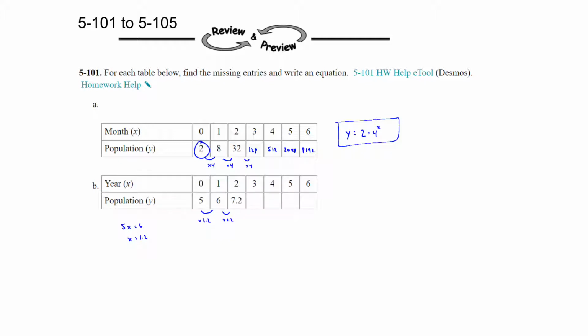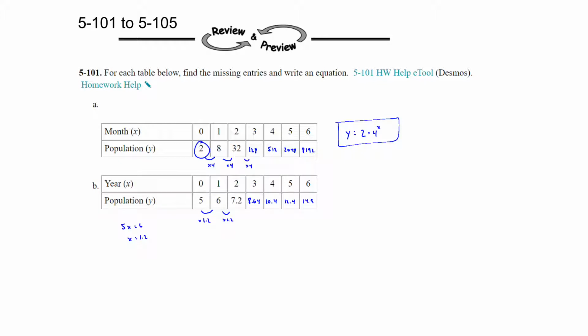7.2 times 1.2 is 8.64. 8.64 times 1.2 is 10.368, and we'll just start rounding these to the nearest tenth. So 10.4 times 1.2 is 12.4, and 12.4 times 1.2 is 14.9. And these are approximations at this point, starting at 4.